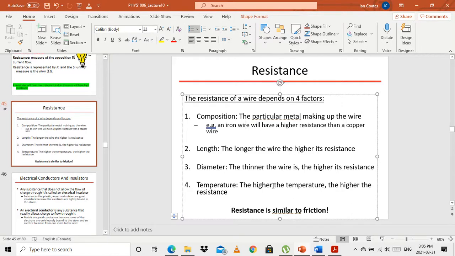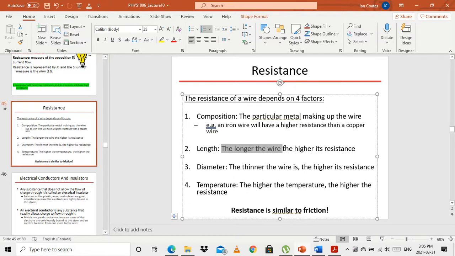Direct relationship. Another factor is the length. The longer the wire, the higher the resistance. Well, that kind of makes sense. If the electrons have to flow for longer, they're going to hit more resistance because they have to travel farther. The diameter of the wire. The thinner the wire, the higher its resistance. You get that? The diameter. The thinner the wire, the higher the resistance, because now you've got less space for it to move through.